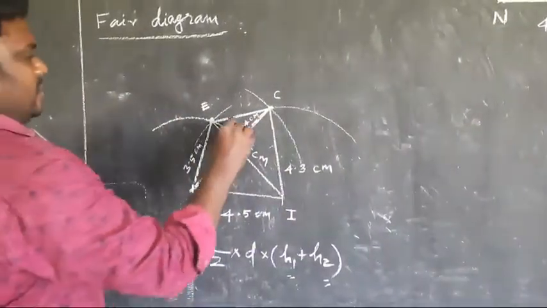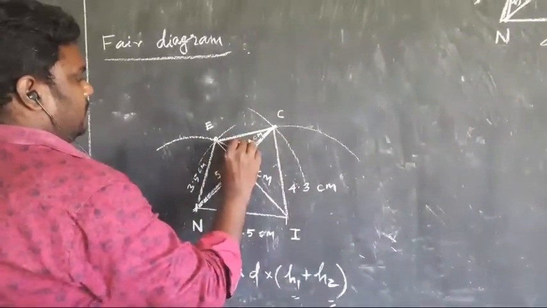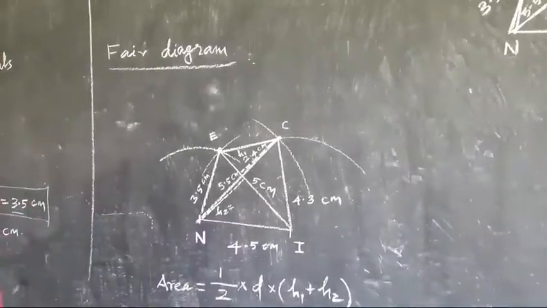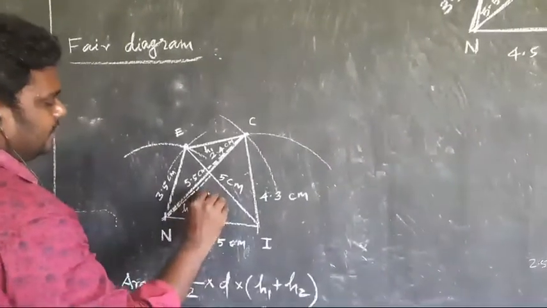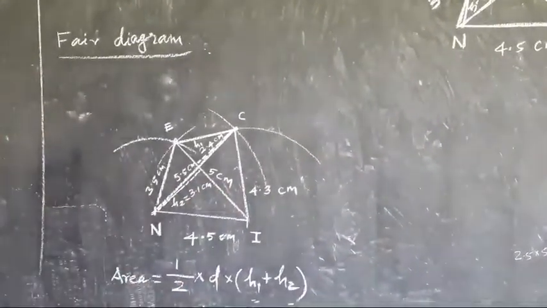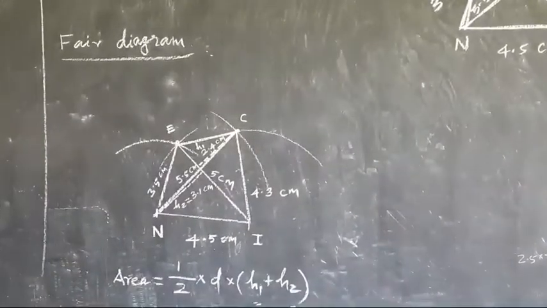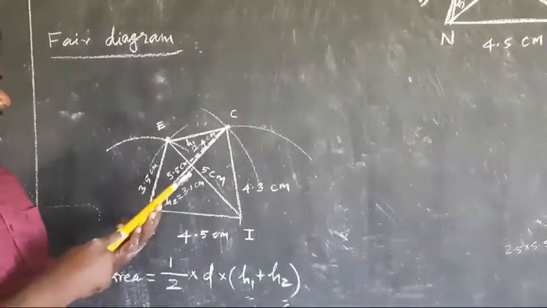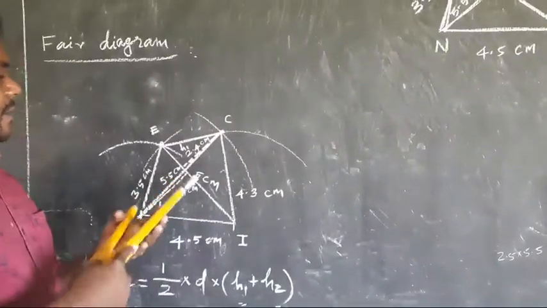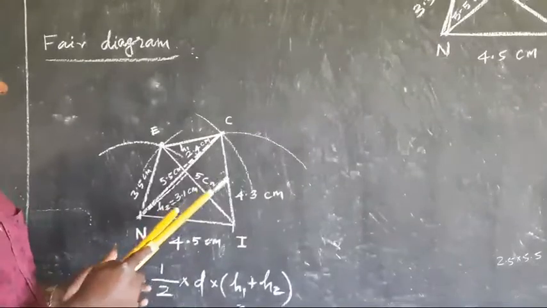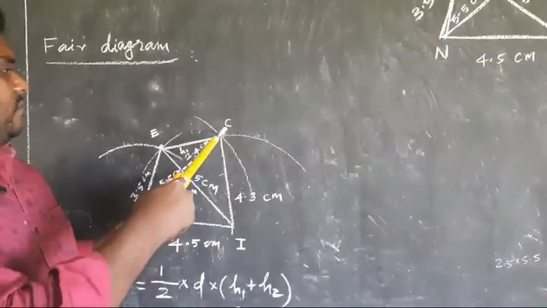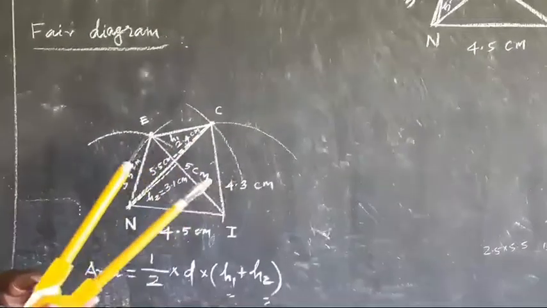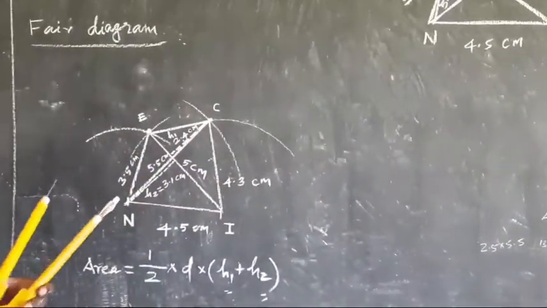So this is H1. H2 value is 3.1 centimeter. If you want to measure the height with the compass, you can take the measurement and measure it on the scale. This is 3.1. Next, from here you take the measurement H1. So you can measure this with the scale.